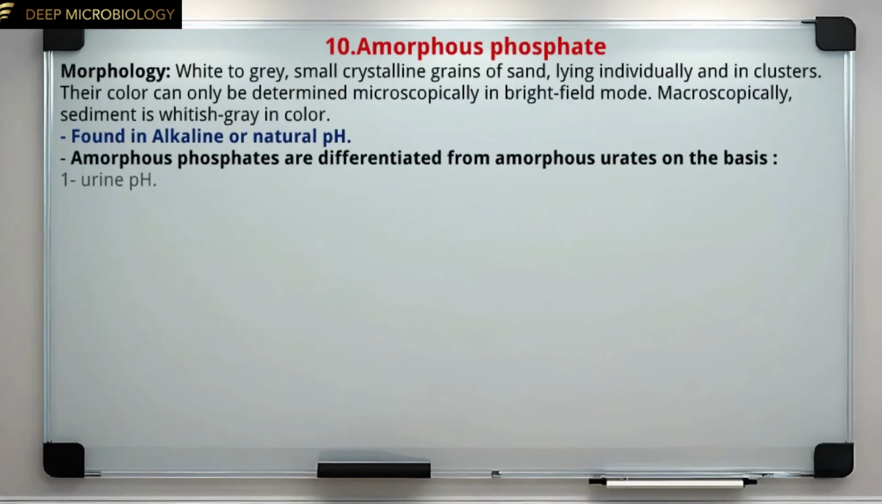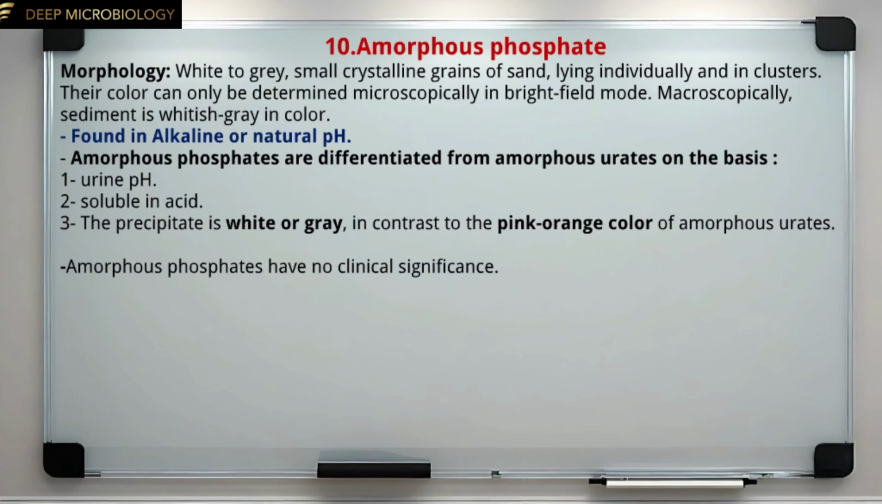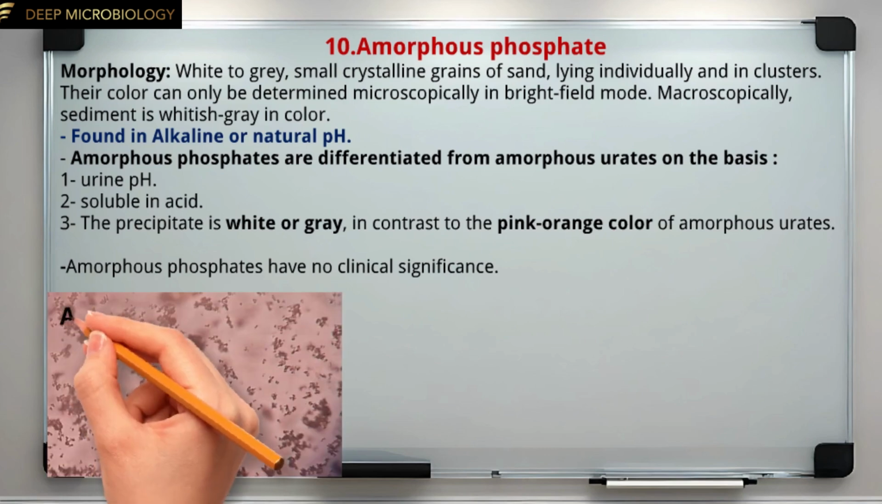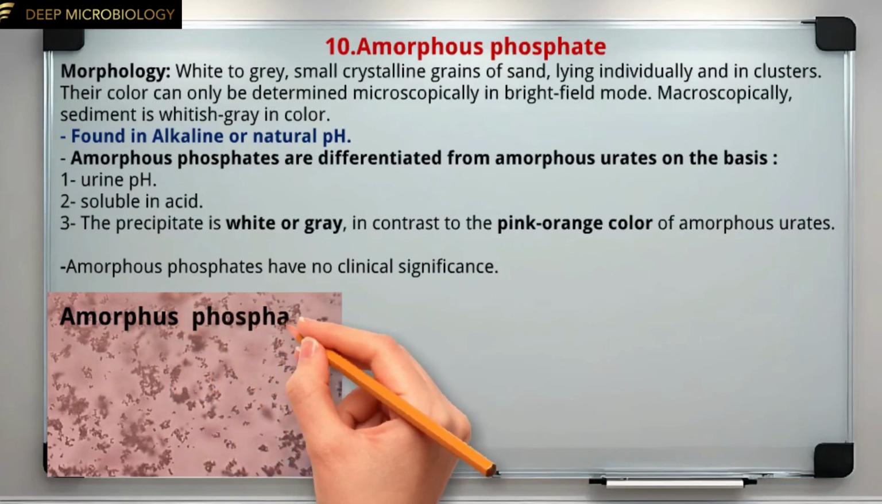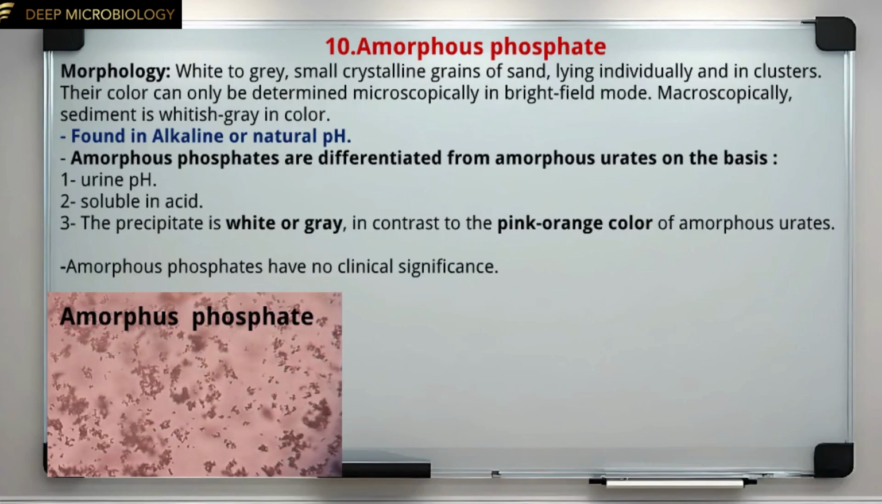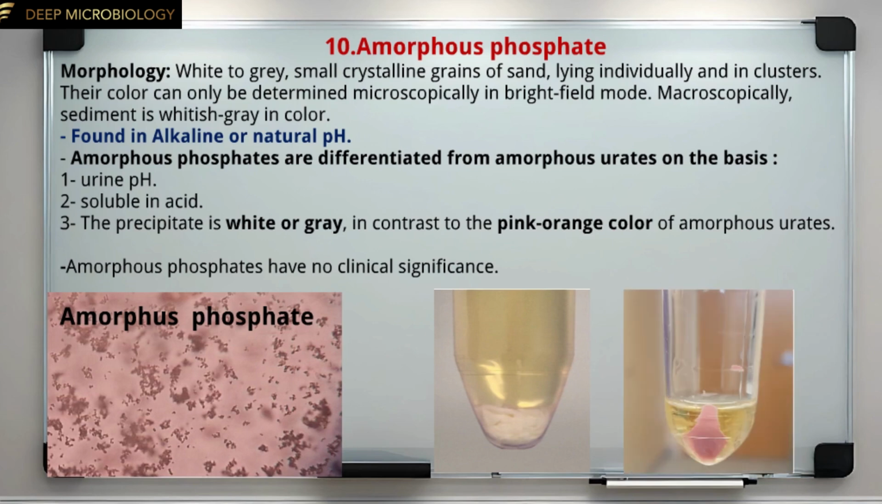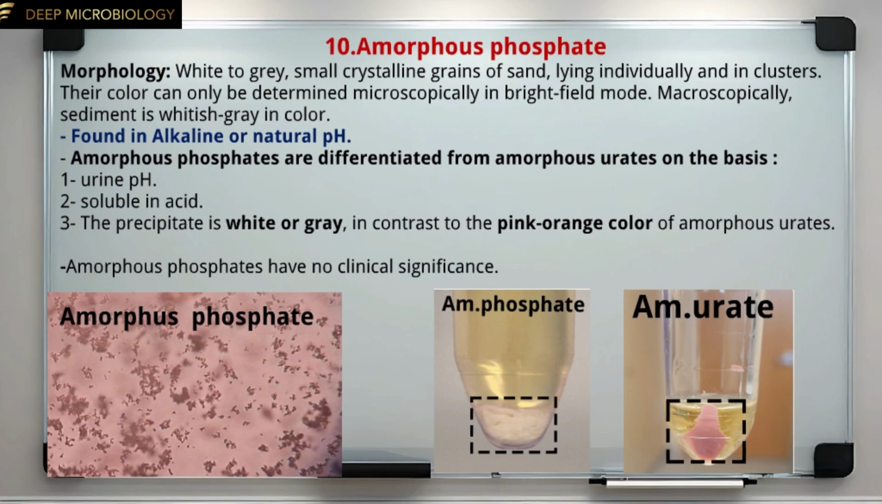10. Amorphous phosphate. Morphology: white to gray, small crystalline grains of sand, lying individually and in clusters. Their color can only be determined microscopically in bright field mode. Macroscopically, sediment is whitish-gray in color, found in alkaline or neutral pH. Amorphous phosphates are differentiated from amorphous urates on the basis of urine pH. Soluble in acid, in large quantities amorphous phosphates cause a urine specimen to appear cloudy. The precipitate is white or gray, in contrast to the pink-orange color of amorphous urates. Amorphous phosphates have no clinical significance.